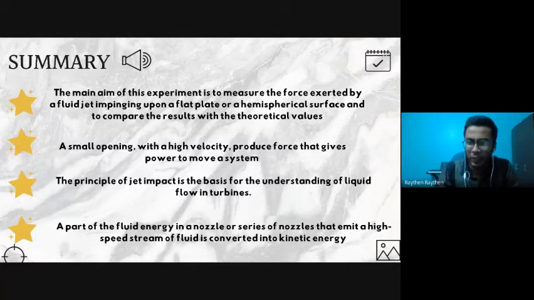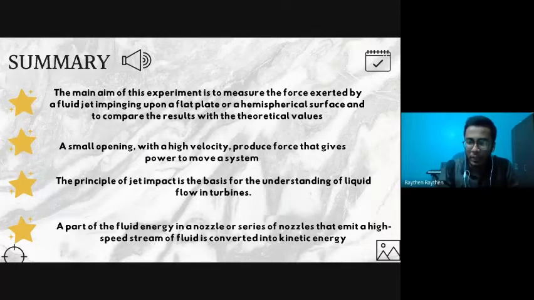The approach for this experiment is to adjust the control valve to load some weight onto the platform of the water jet to measure the effect at varying pressures at a certain rate. A water jet from a small opening with a high velocity, when exerted on the surface of a plate, will produce force that gives power to move a system. The principle of jet impact is the basis for the understanding of liquid flow in turbines.